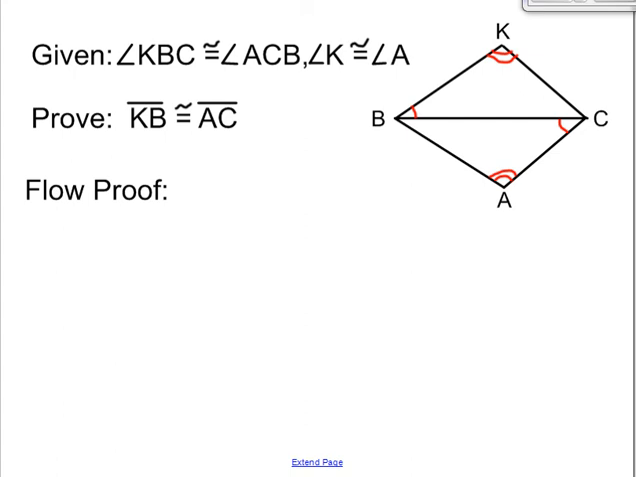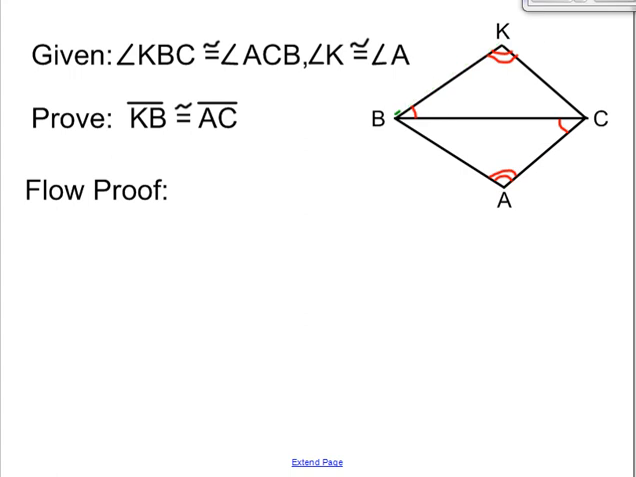Is that enough information to do anything here? Well, let's stop and decide what it is we're trying to do here. What are we trying to prove? We're trying to prove that side KB, which is this side right here, is congruent to side AC right here. Okay? Well, I can prove those two are congruent if they're corresponding sides, and I can prove that the triangles are congruent. So let's go through and do that.